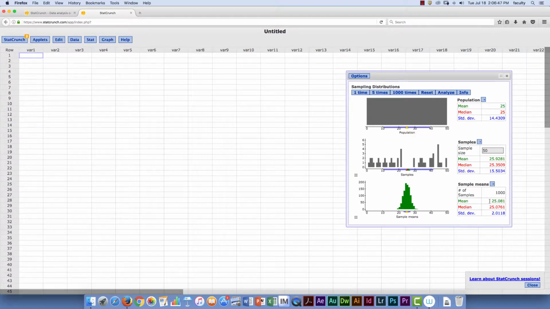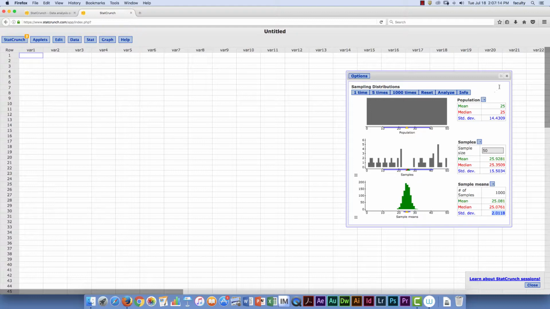The mean of the sampling distribution is about the same as the mean of the population. And the spread, or the standard deviation of the sampling distribution, is equal to sigma, 14.4 in this case, divided by the square root of 50. So if you were to take a calculator and take 14.4 divided by the square root of 50, you get an answer very close to 2.